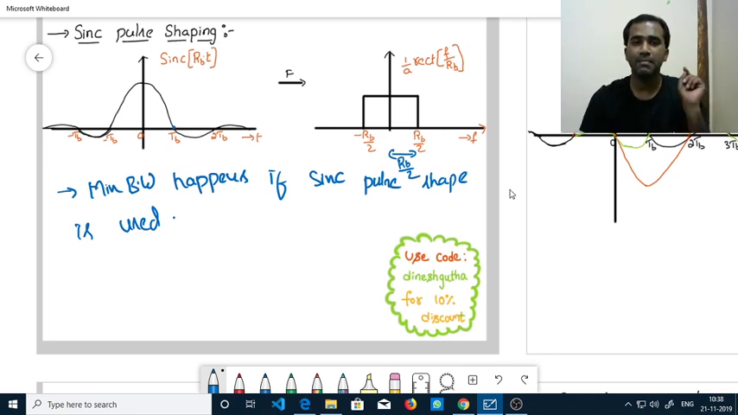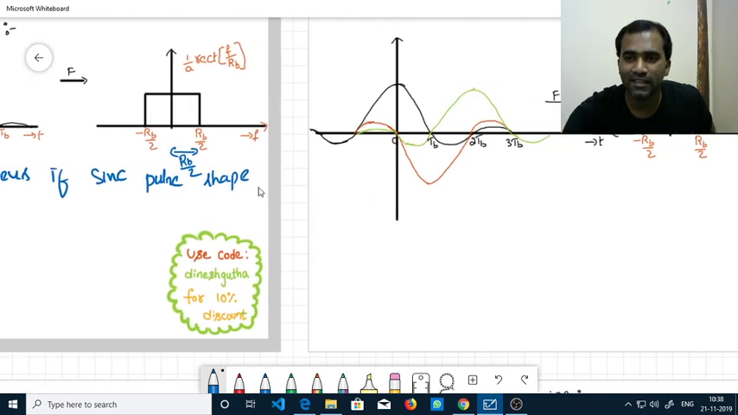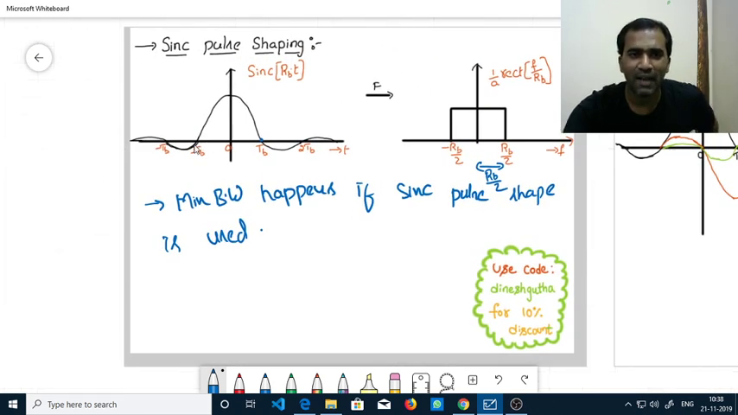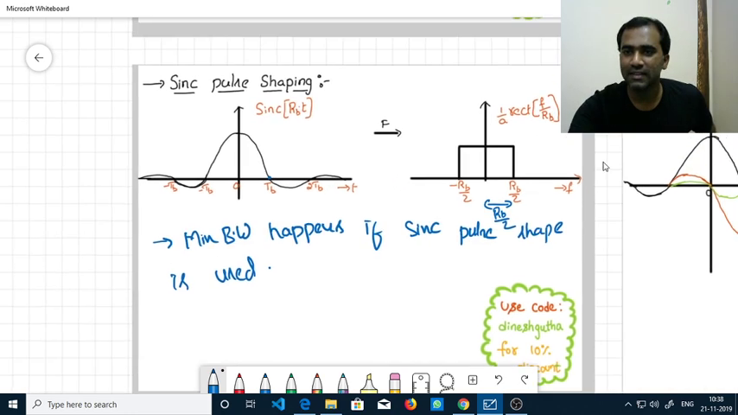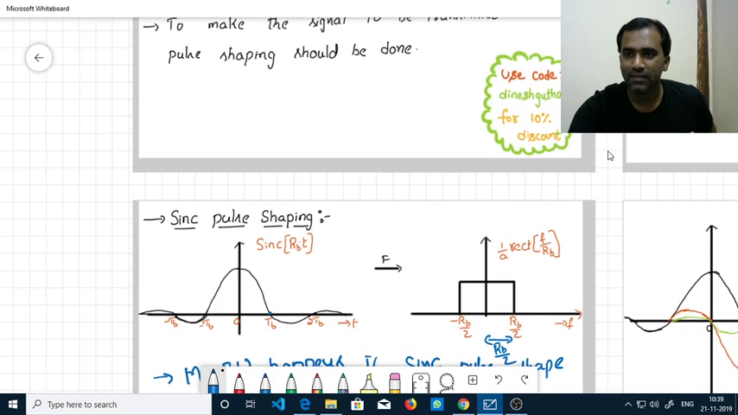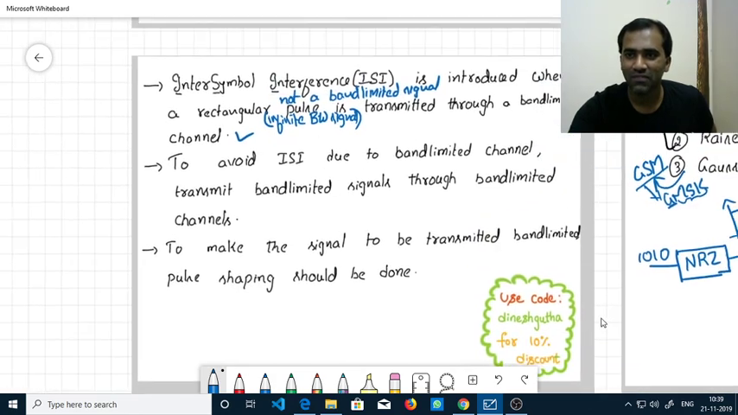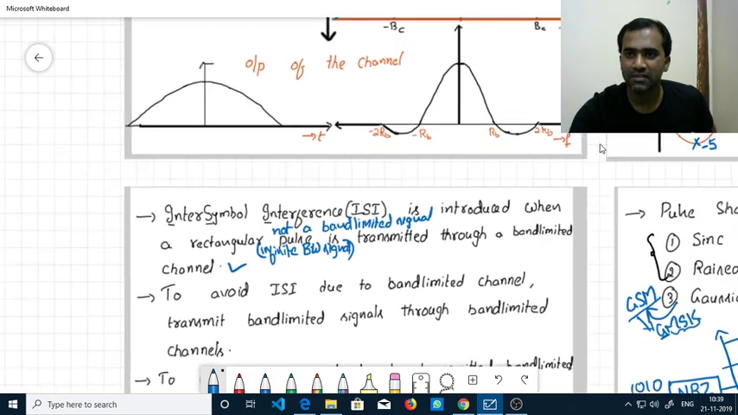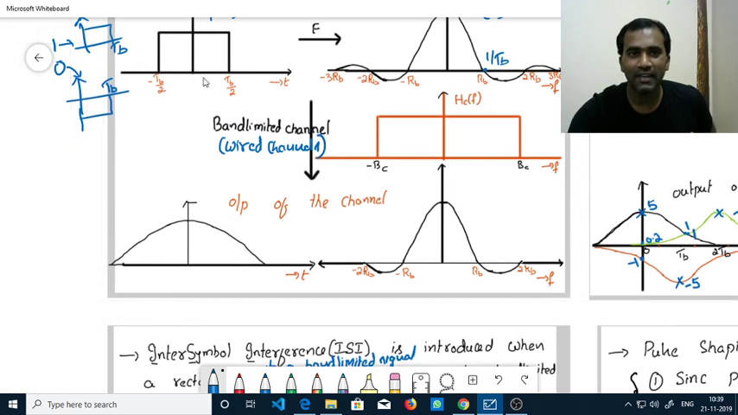In any problem, if they say minimum bandwidth required to transmit a signal, imagine that they are using sinc pulse shapes. So how does the transmitted signal look like? Is this the pulse shape? If you observe, I'm taking a width of the pulse. Width of the pulse is not TB now. Everywhere there will be some disadvantage. Earlier, the signal was time limited. If you observe the signal, this signal is limited in time. That's why it is not limited in frequency.